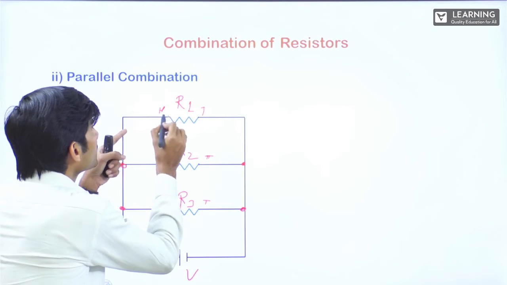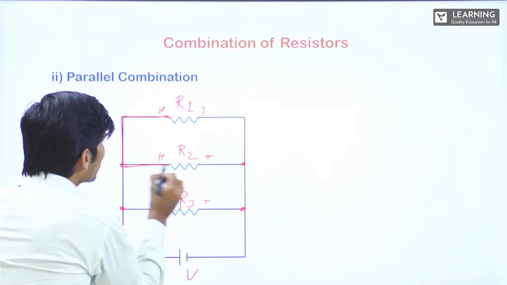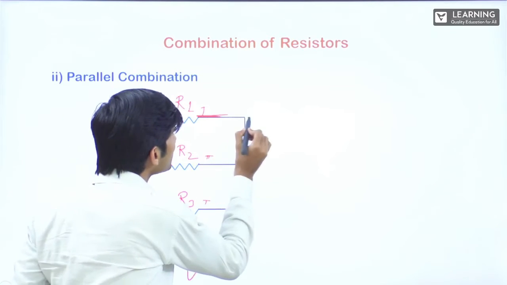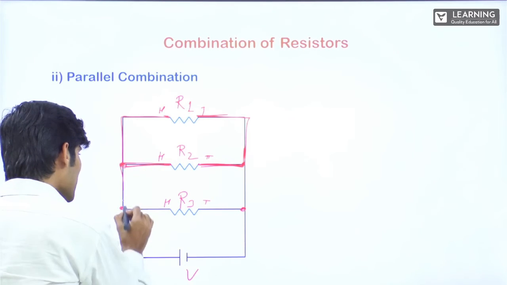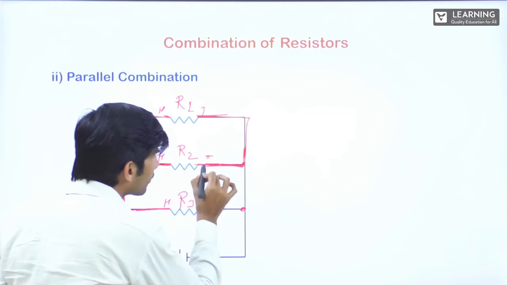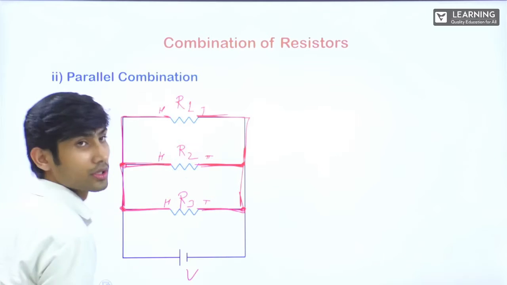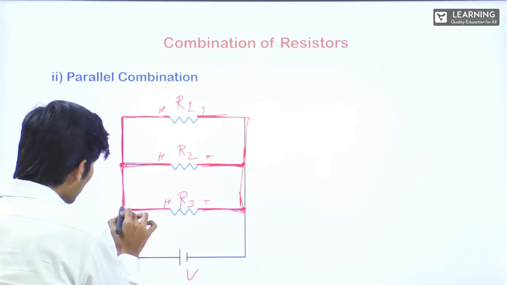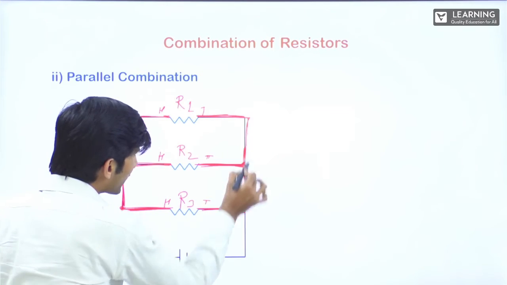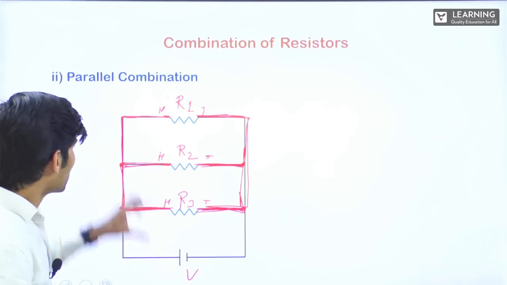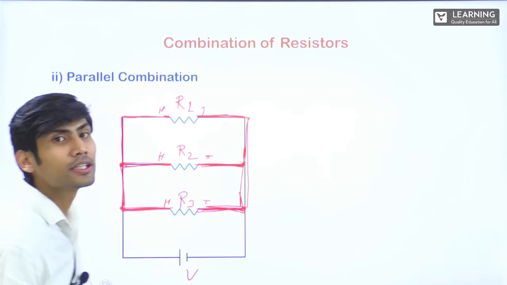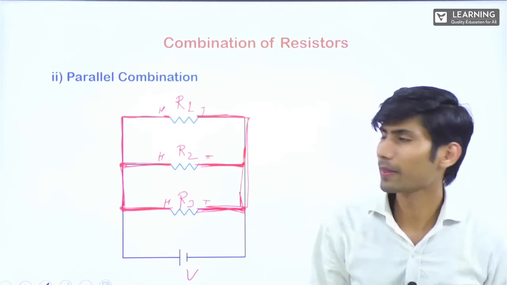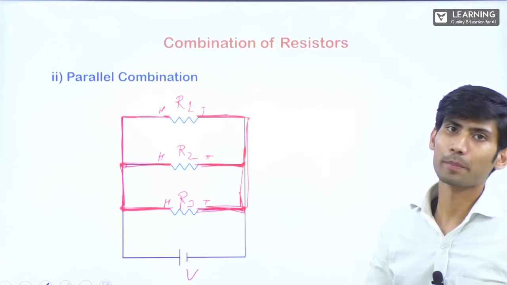Here the head of this is directly connected to the head of this. The tail of this is directly connected to the tail of this. Here again the head of this is directly connected to the head of this. The tail of this is directly connected to the tail of this. Here also the head of this is directly connected to the head of this, and the tail of this is directly connected to the tail of this. These two are in parallel, these two are in parallel, these two are in parallel. Even all the three are in parallel. Clear?